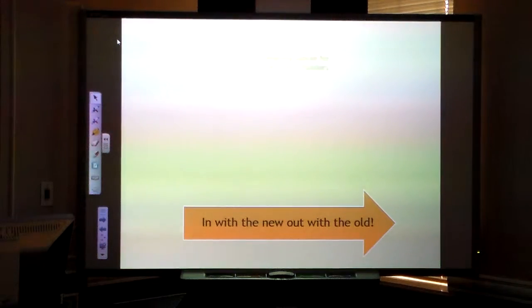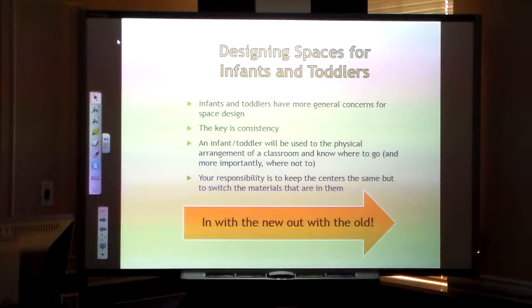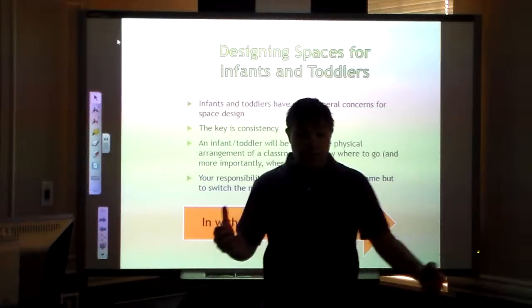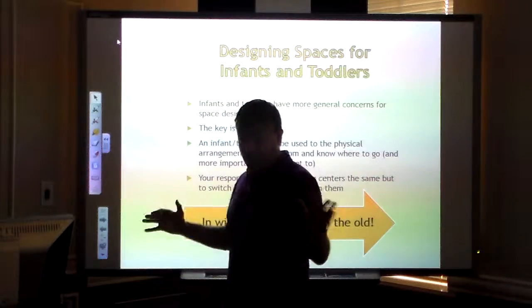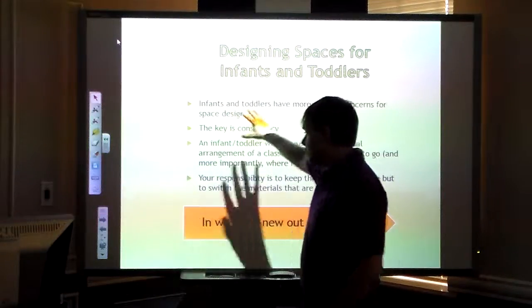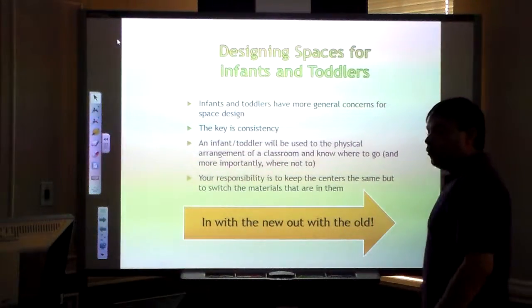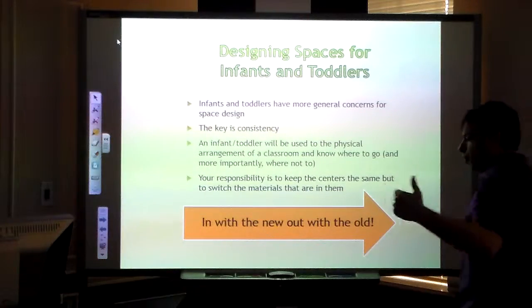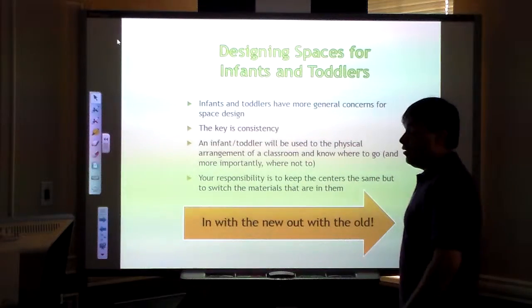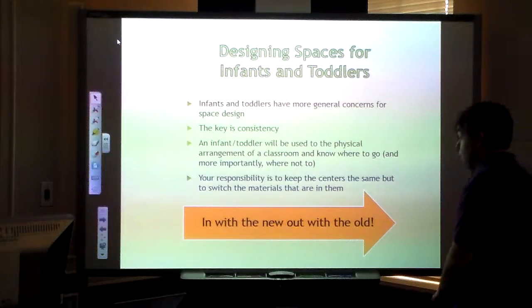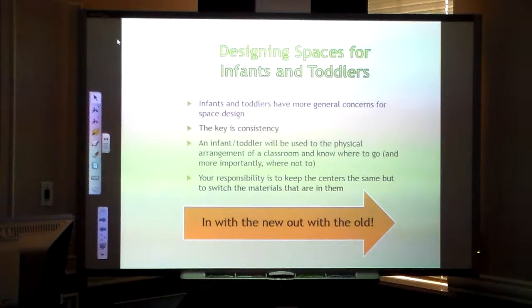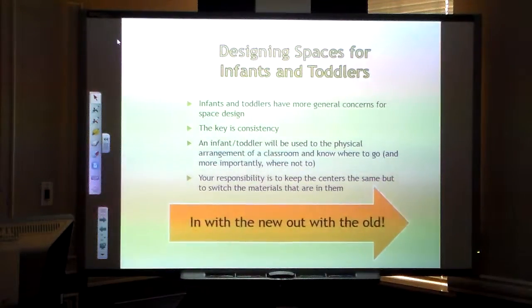So when we're talking about designing space for infants and toddlers, one of the things I always say is that you have to be consistent. This is something you don't change. Your job as a classroom teacher, kindergarten, first grade, second grade, third grade, fourth grade, heck, all the way up to senior year of high school, is to change the room around constantly. Recreate the area, give the child a different learning environment, and help them see what a different learning environment looks like. Not the case in an early childhood center with infants and toddlers. You want to keep the centers the same and switch the materials, but the kids need to be used to the physical arrangement of the classroom. That's important.